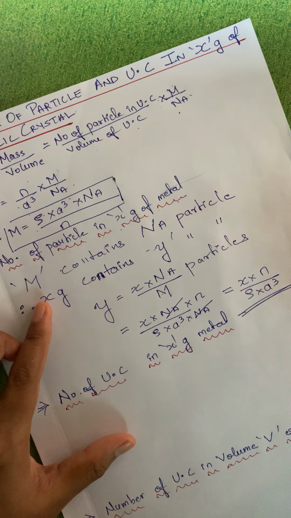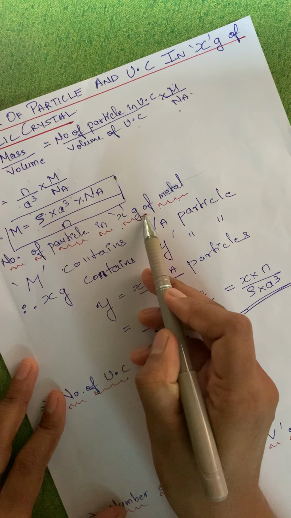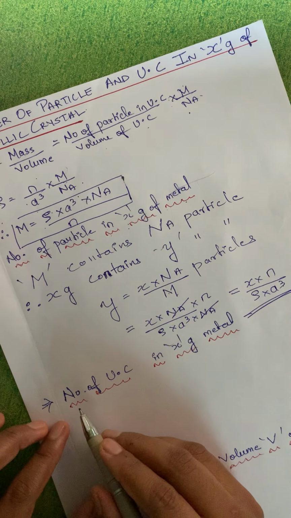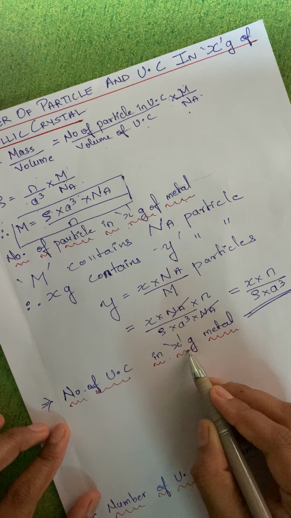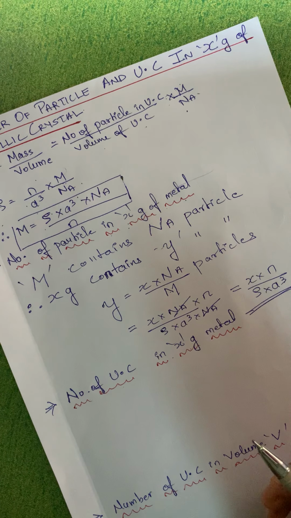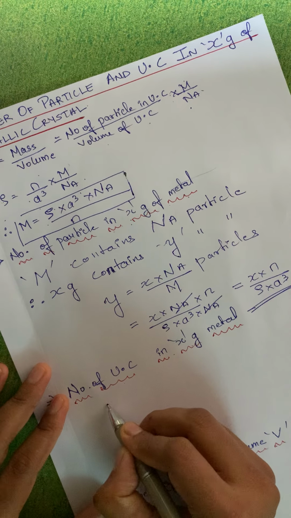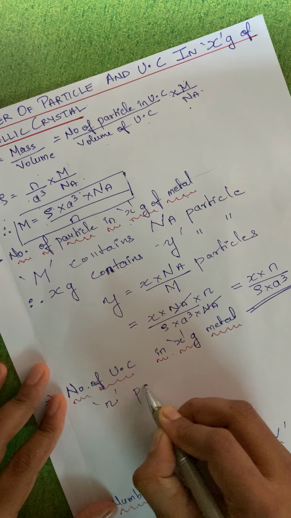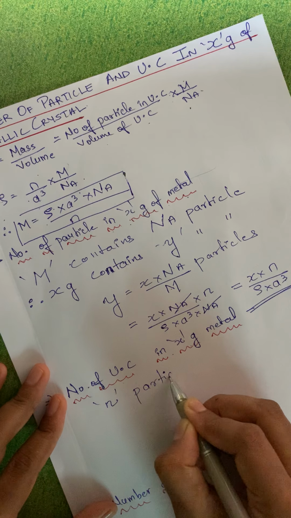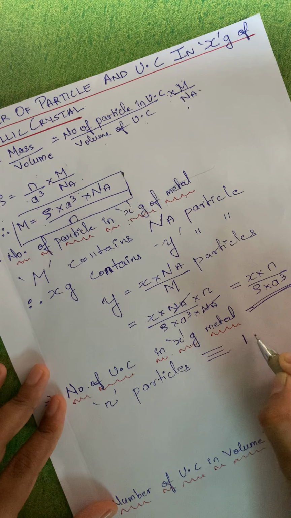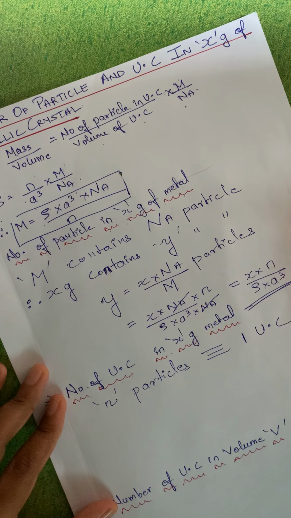So this thing is nothing but the number of particles in x gram. Now, the number of unit cells in x gram. You know that one unit cell will have n particles. That means I can say n number of particles corresponds to one unit cell.